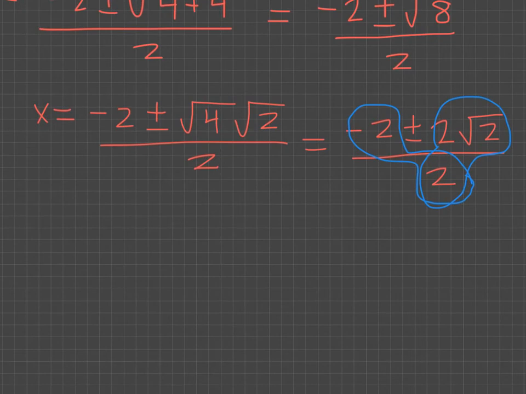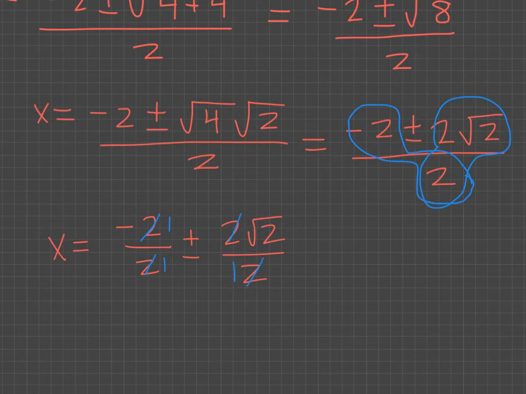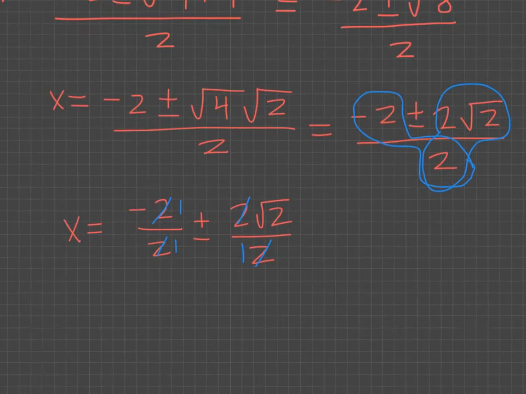We're going to have x equals negative 2 over 2 plus or minus, or back up, 2 times square root 2 over 2. Now we see that we can do some canceling, right? 2 goes into 2 one time, 2 goes into 2 one time. Here, these factors of 2 cancel. We're left with a 1 in that denominator.